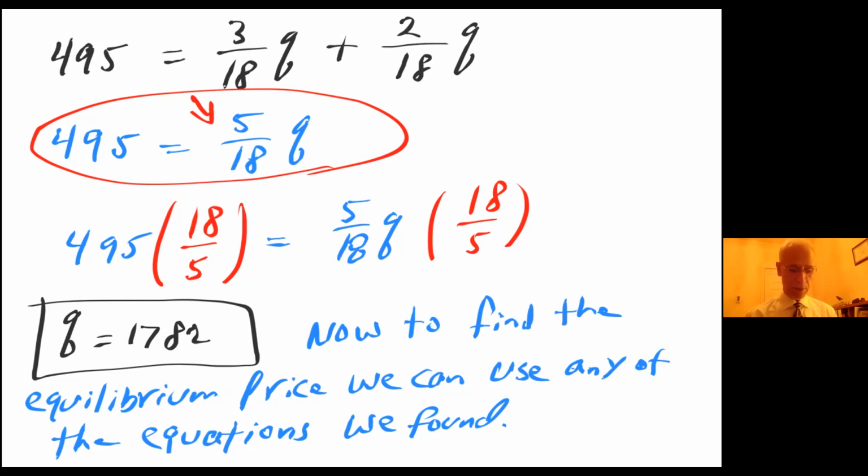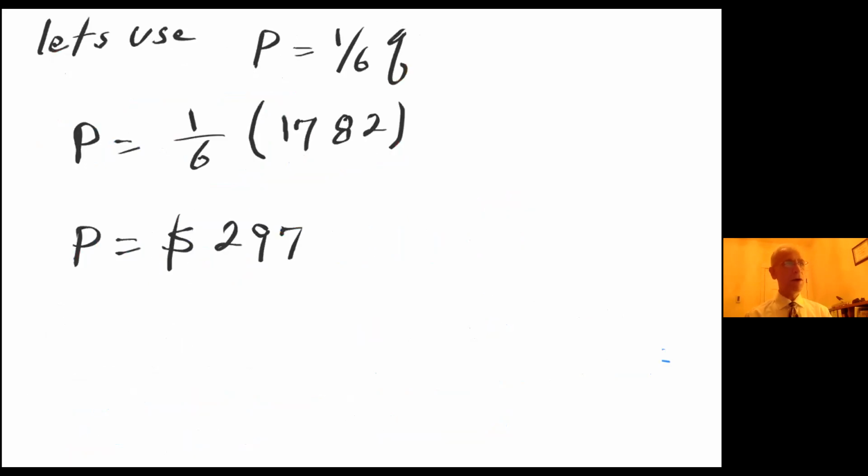For me to find the equilibrium price, I'm going to use one of the equations that we found. It doesn't matter which one, it will give you the same answer. We know that price is 1/6 of the quantity, and so P equals 1/6 of 1,782. So P equals $297.